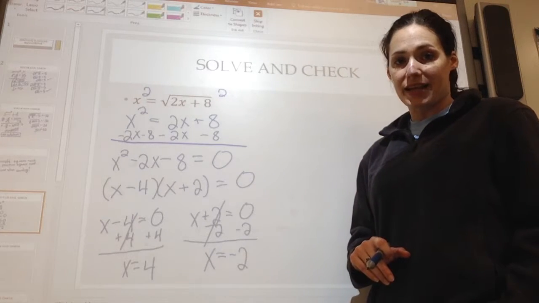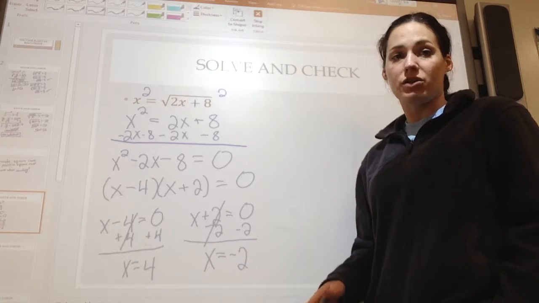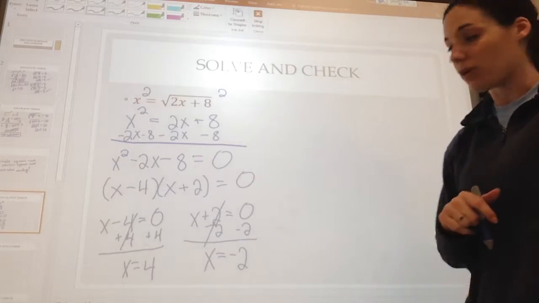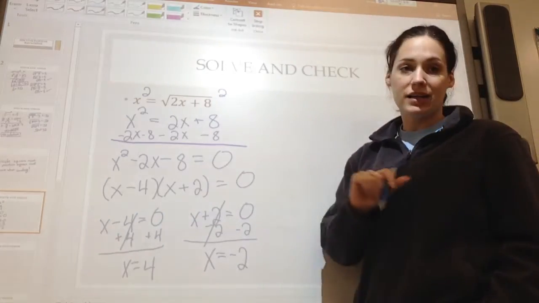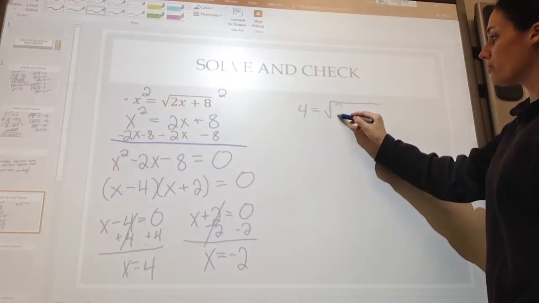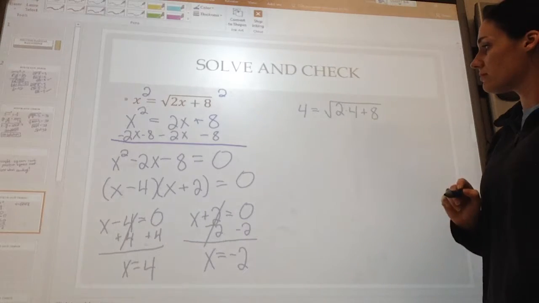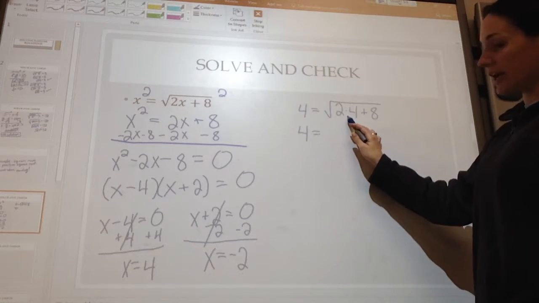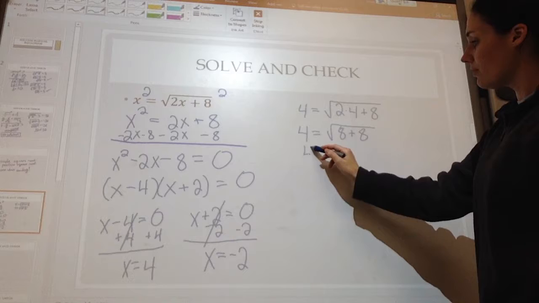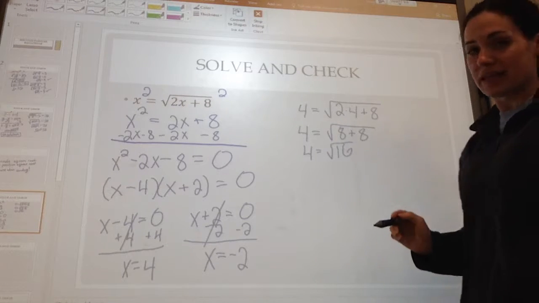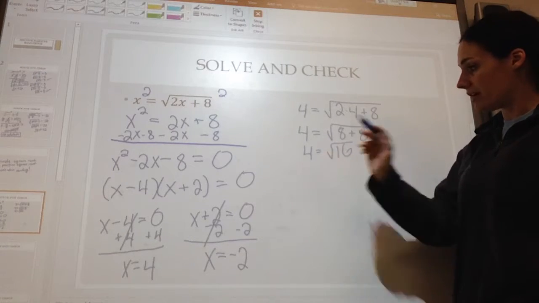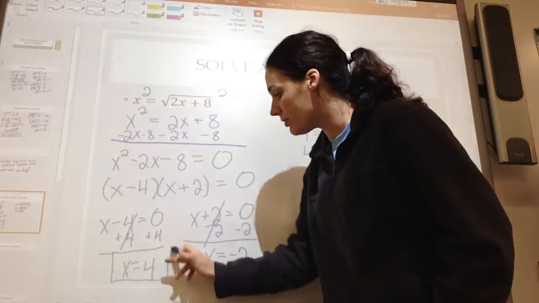Now don't circle anything as an answer. It could be that both of these work, it could be that neither of these work, it could be that one of these work. So I've got to go through the check to see which one is which. So let's start with plugging 4 back into the original equation. So 4 equals square root of 2 times 4 plus 8. Multiplication comes first inside of the square root, so I get the square root of 8 plus 8. 4 equals the square root of 16. At that point, you should be able to say, yeah, that does work, because the principal square root of 16 is 4. So I'm going to go ahead and circle that one as an answer.